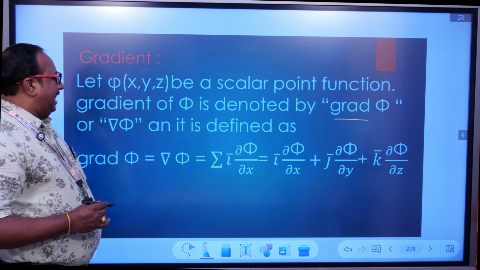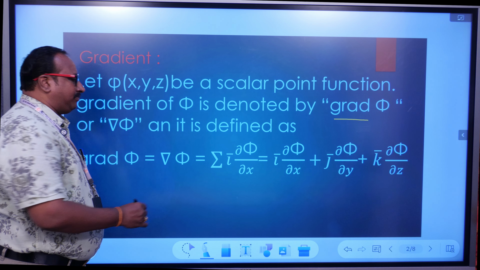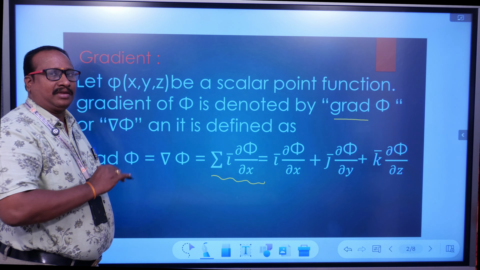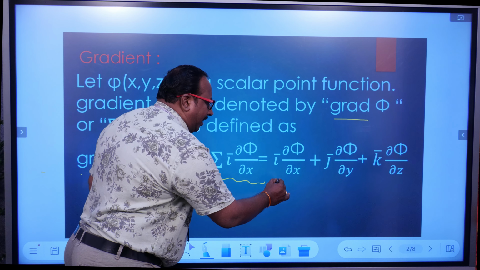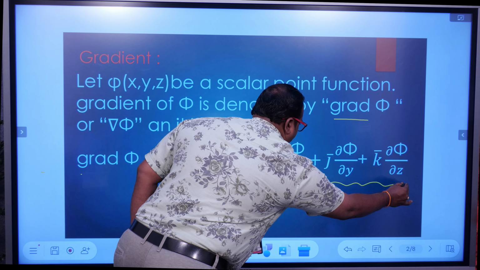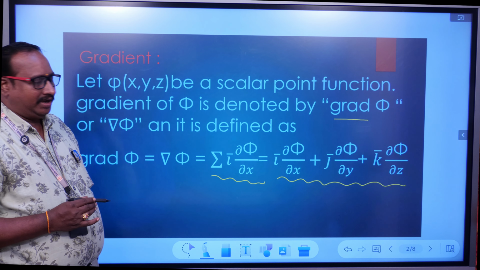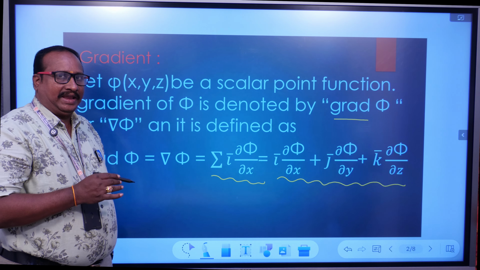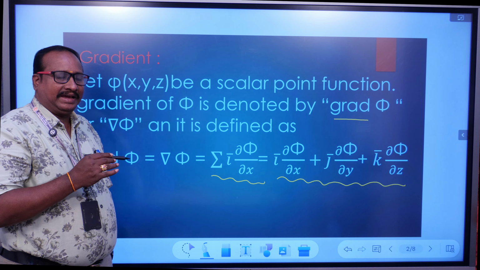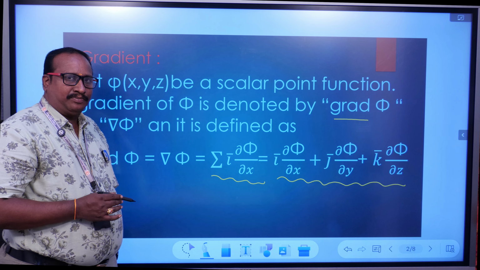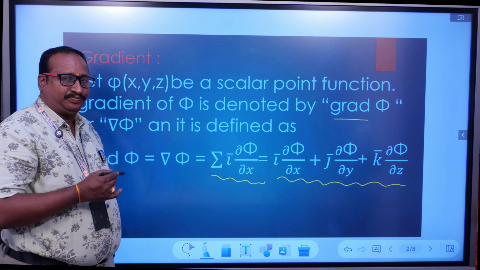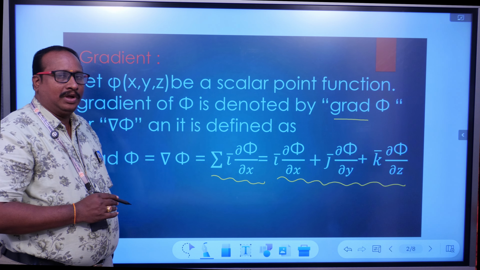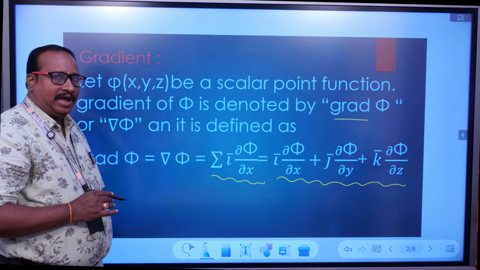Grad phi or del phi is defined as sigma or summation i bar dou phi by dou x. When we expand the summation, we get i bar dou phi by dou x plus j bar dou phi by dou y plus k bar dou phi by dou z. So this is the definition of gradient. Once again, gradient of phi is denoted as del phi or grad phi, which is i bar into dou phi by dou x plus j bar into dou phi by dou y plus k bar into dou phi by dou z.